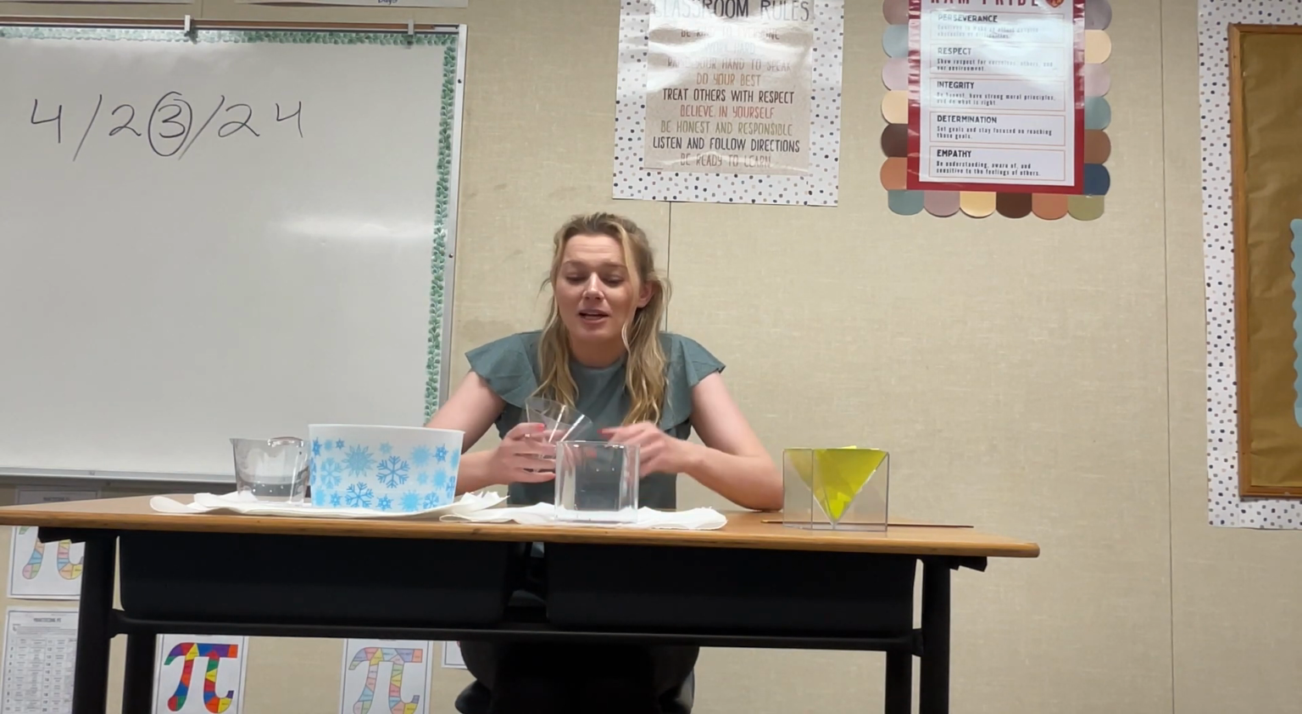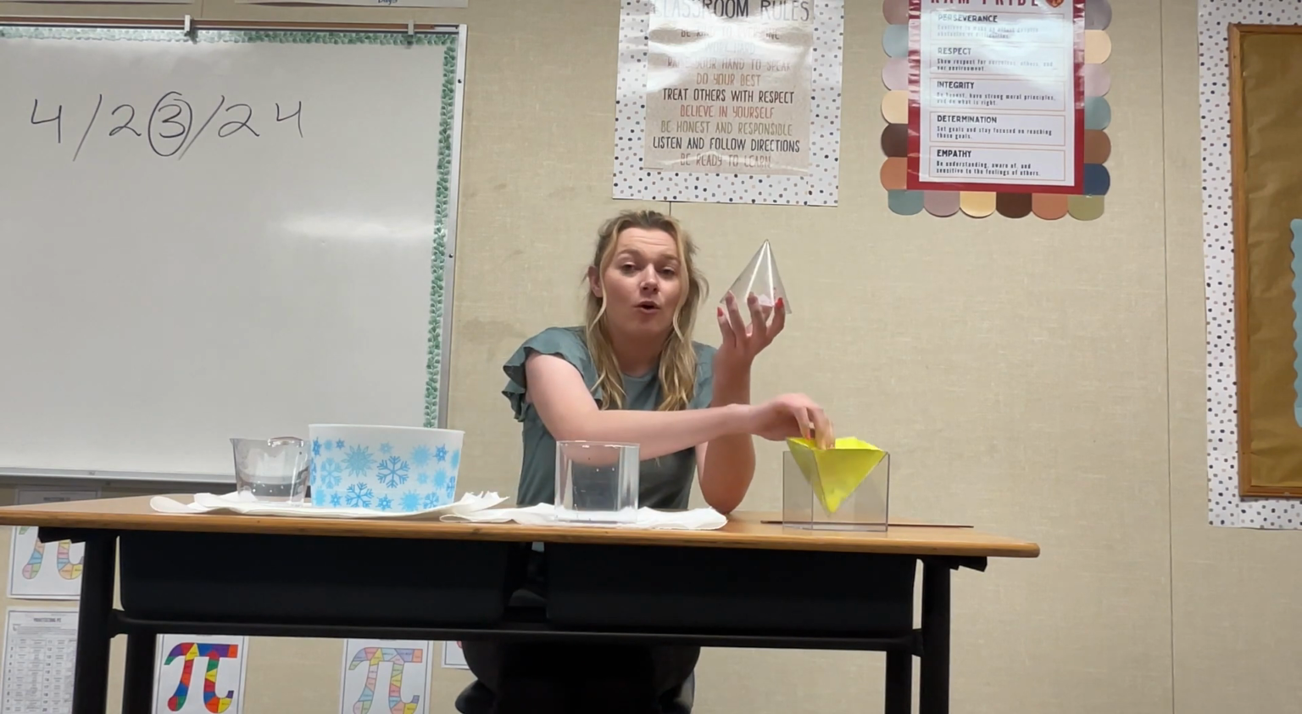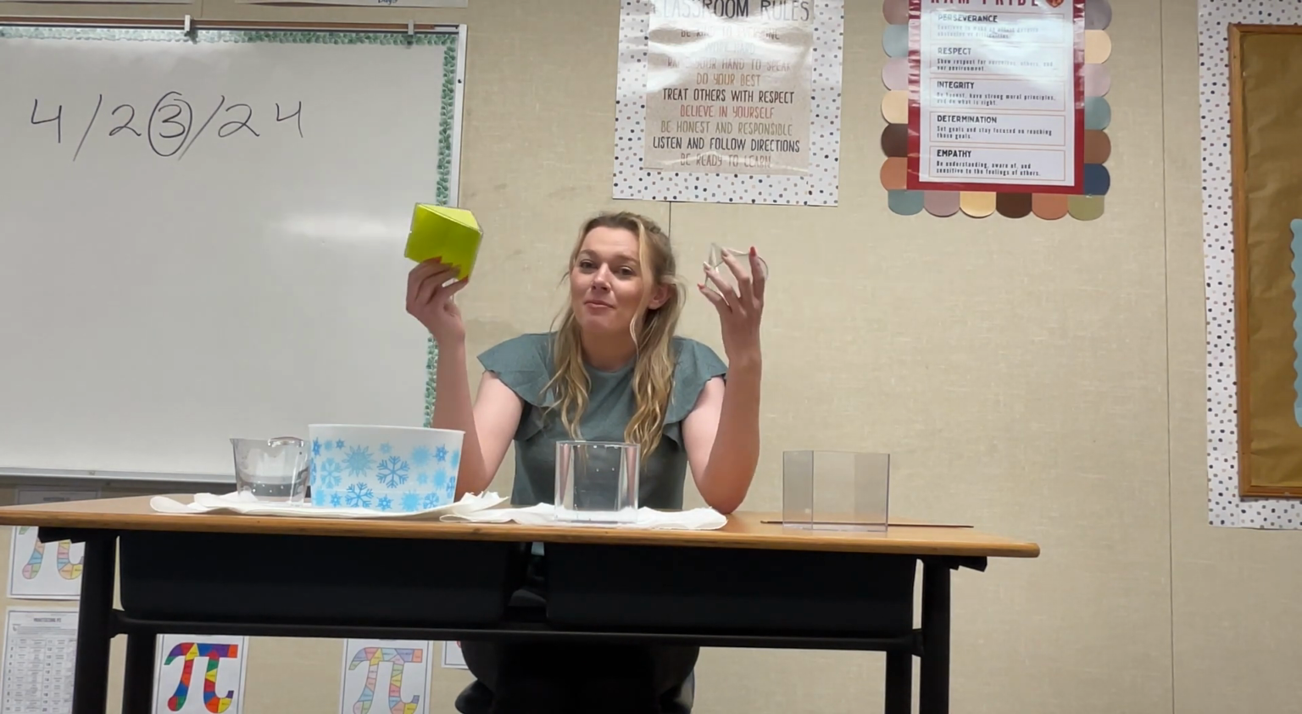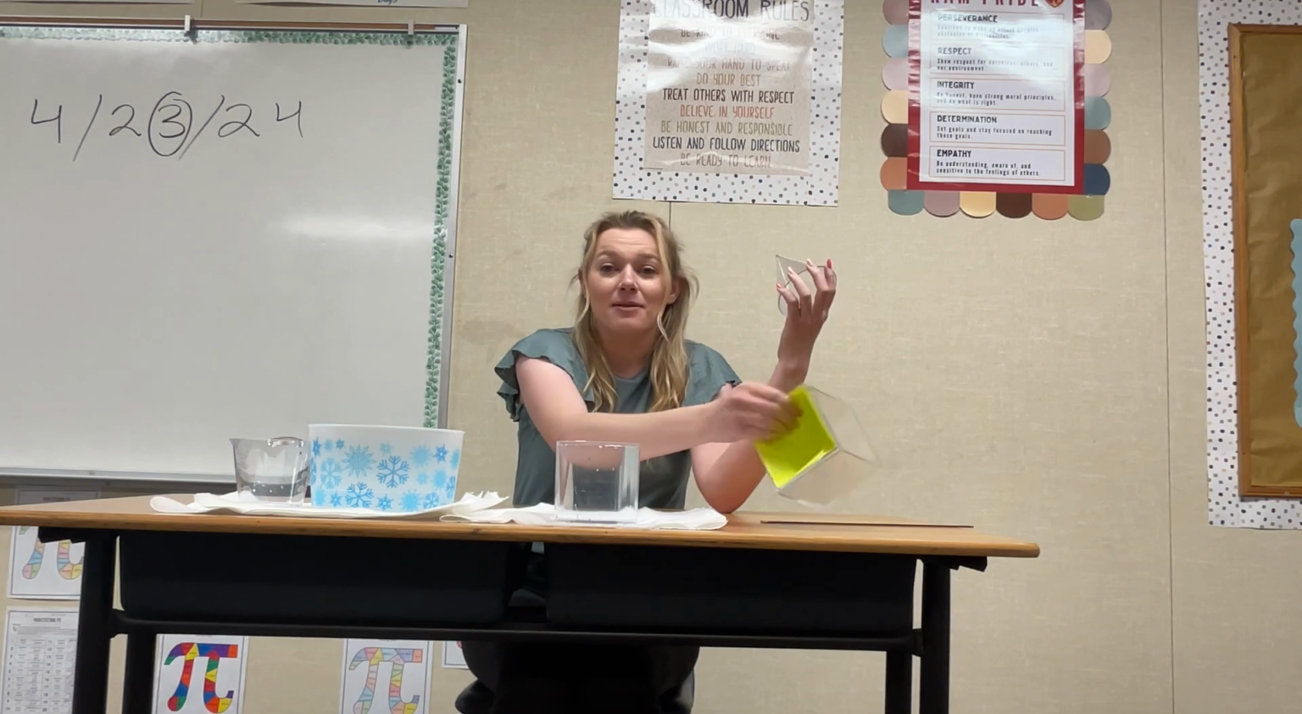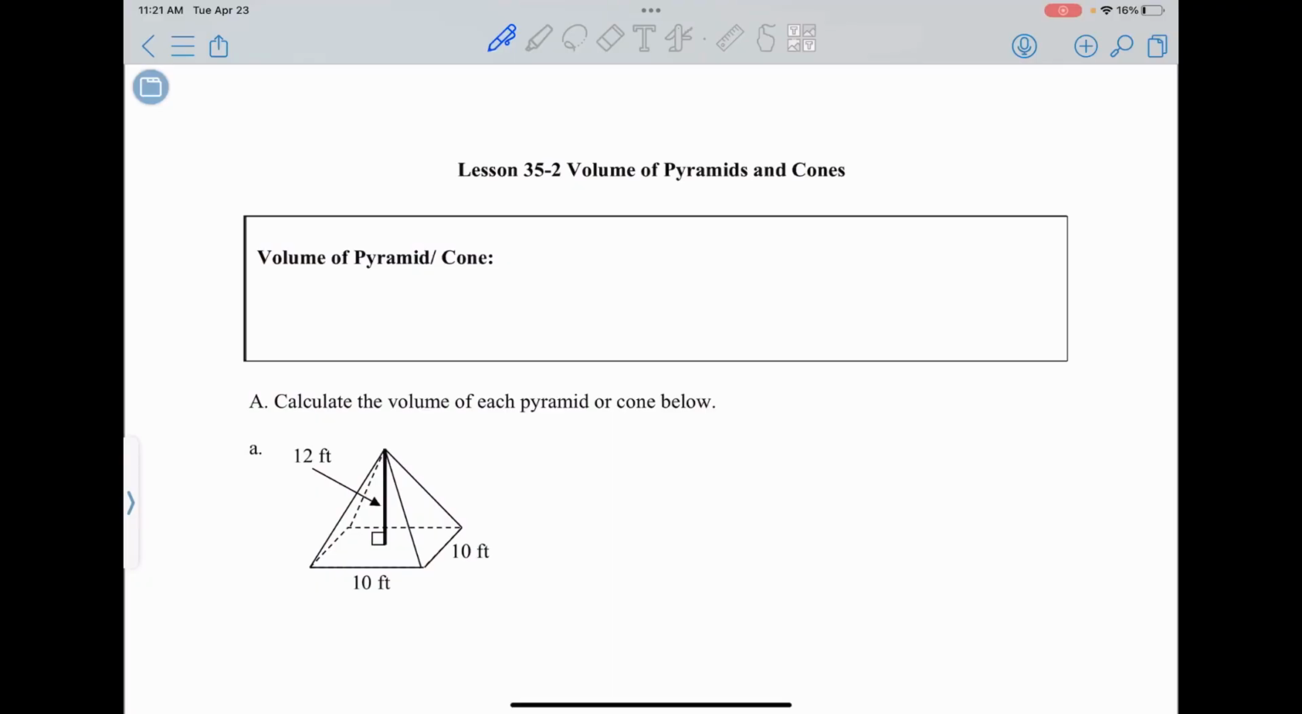So what we're going to see is whenever we find the volume of a cone or a pyramid, we have to divide by 3 because it takes 3 of these to fill up a prism of its same dimensions. So since it took 3 cones to fill up the cylinder, we know that to find the volume of a pyramid or a cone, after we find the area of the base and multiply by the height, we have to divide by 3. Because the amount of water in a cone is a third of the amount of water that a cylinder can fill up. And that is the same for a pyramid to a prism.